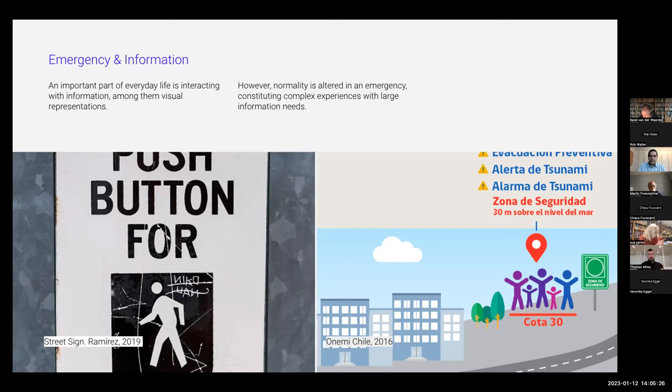At the right of this slide, you can see part of the evacuation for tsunami education campaign from the National Agency for Emergency Management in Chile. They use extensively this kind of representations, infographics with symbols and labels with instructions, expecting to be comprehended during an emergency. And you're probably putting your users in trouble, because this information is probably designed to be comprehended in a hard moment, in a complex moment.